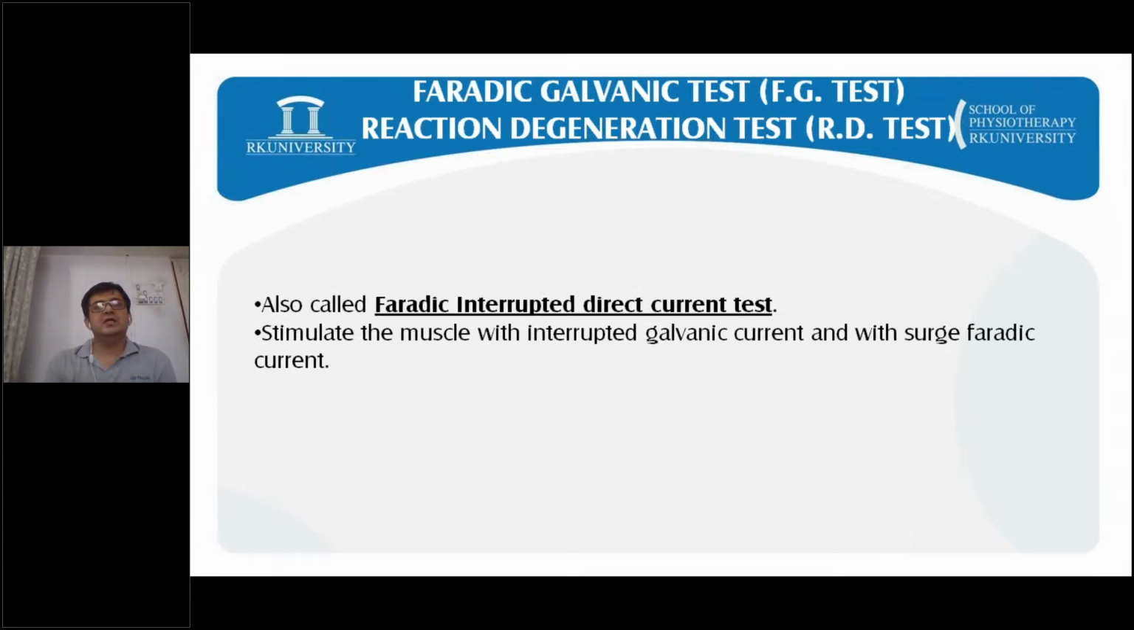Then the second test is the Faradic galvanic test. It is also known as the reaction of degeneration test. It is also known as the Faradic interrupted direct current test. So interrupted direct current is nothing but Faradic current only. Clear? Here the muscle will be stimulated with IG, that is intermittent galvanic current, as well as with SF, that is surge Faradic current.